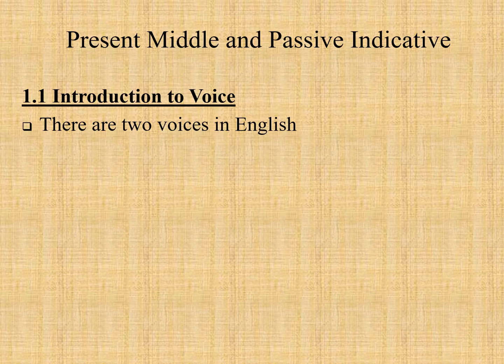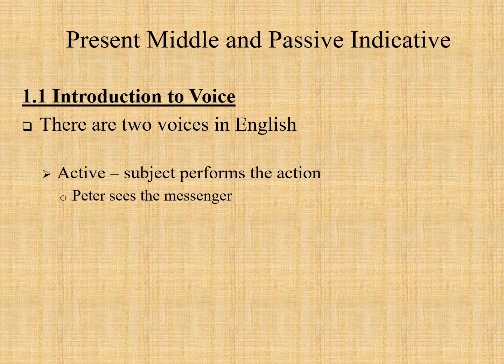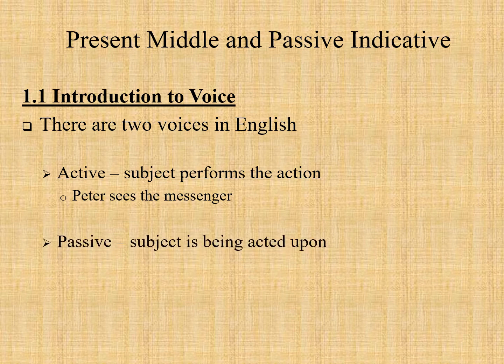As we know, there are two different voices in English. There's an active voice and a passive voice. In active voice, the subject performs the action, as in this example: Peter sees the messenger. So Peter is the one who does the seeing here. And in passive voice, the subject is being acted upon, as in the example, the messenger is being seen by Peter. So this should be straightforward.